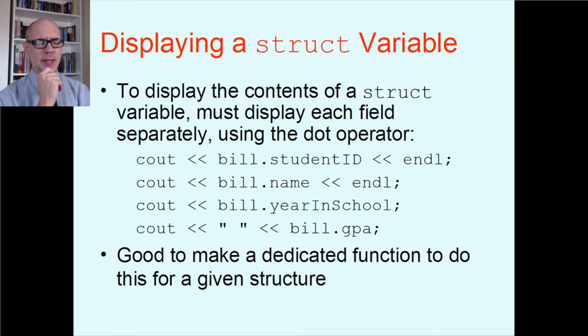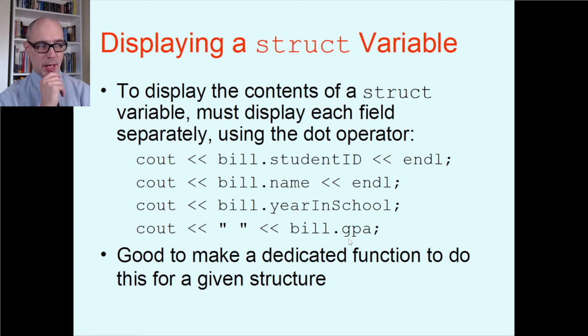Okay, so to recap what we saw in that example, remember that at the end of the program, in order to output the structure, we did have to have separate lines counting out each individual member. So to display the contents of a struct variable, you have to display each field, each member, separately using the dot operator. So maybe in another program where you've got a student structure called bill, you'd have one line that says cout bill.studentID, and another that prints out bill.name, and another to print out bill.yearInSchool, and another for bill.GPA.